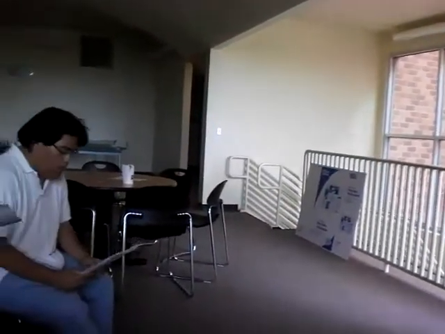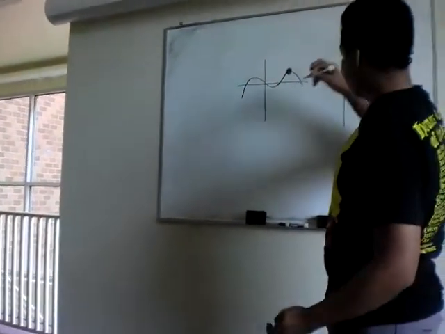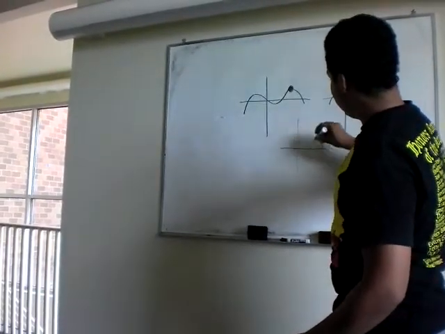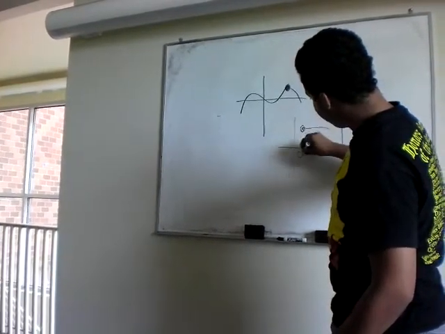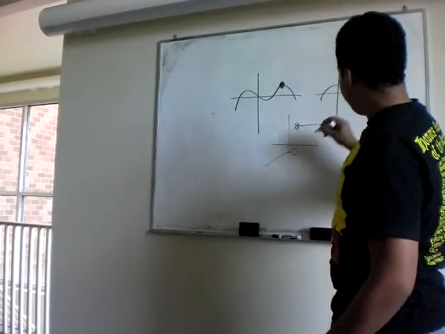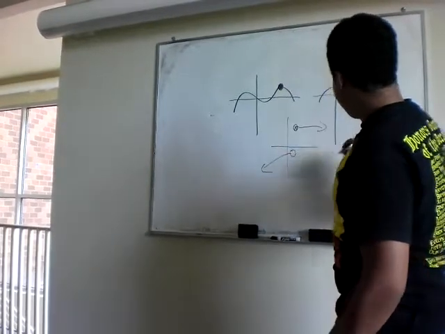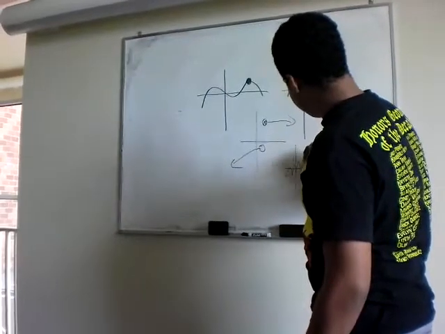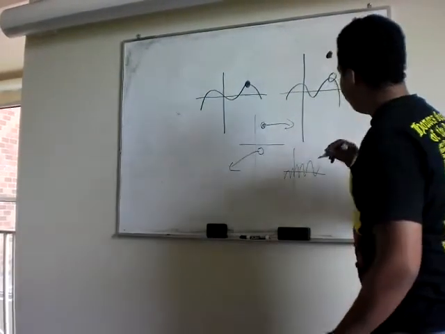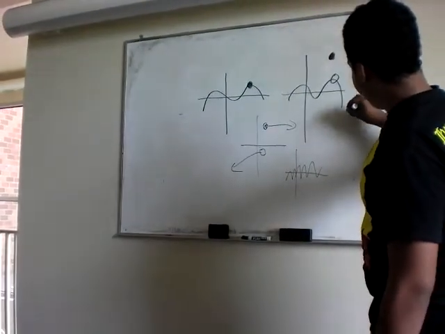Any other questions? Can you describe when the limit does not exist? The limit does not exist when it's a jump, where it starts right here and it goes this way. There's also no limit when there's oscillating, and there's no limit when there's an unbounded boundary.